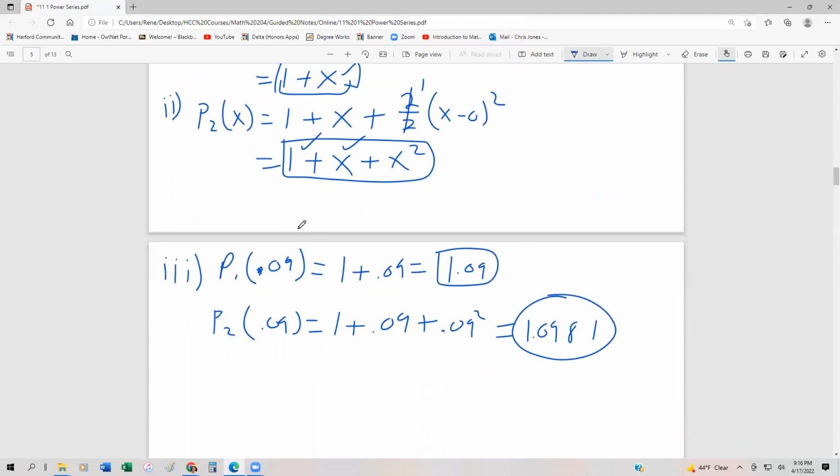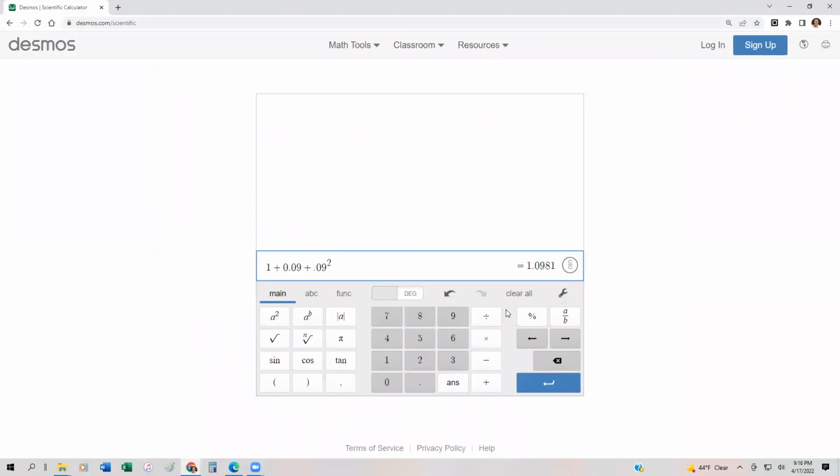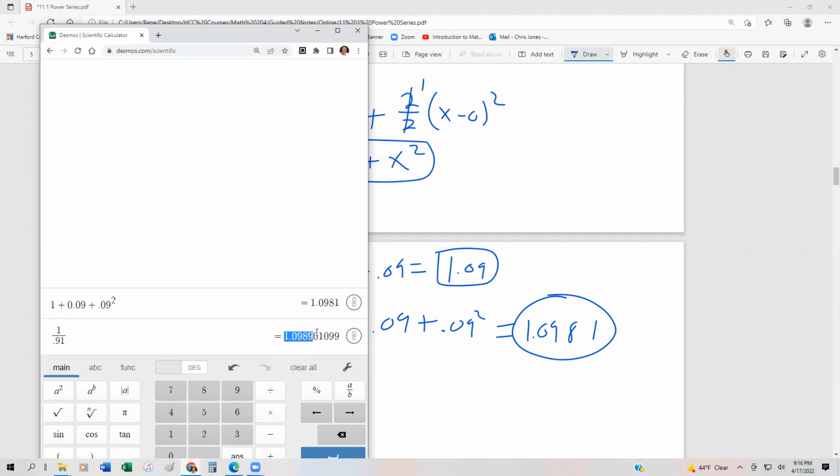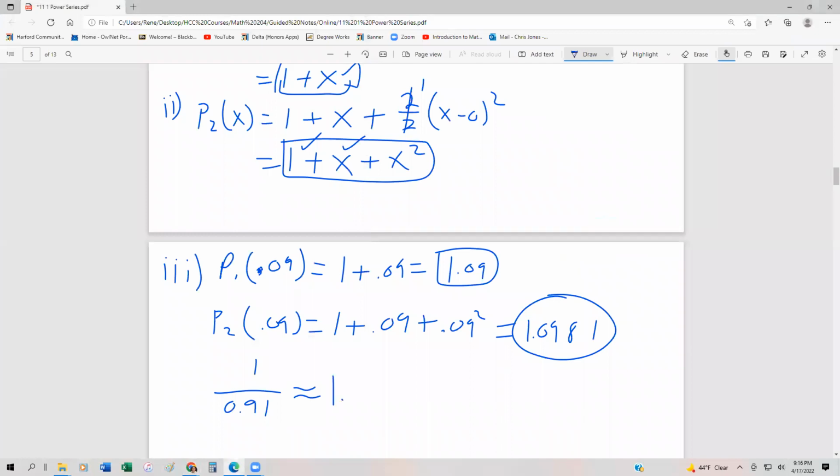Now, let's see how close these really are. I didn't ask you to do this, and the directions didn't ask you to do it, but let's just figure out if we're anywhere in the neighborhood. In my calculator, I'm going to substitute in 1 over 0.91, and notice what we get: 1.098901 if we wanted to expand it. And that's pretty close. Notice that we're accurate up to the thousandths place with P2. We're accurate to the hundredths place on P sub 1.